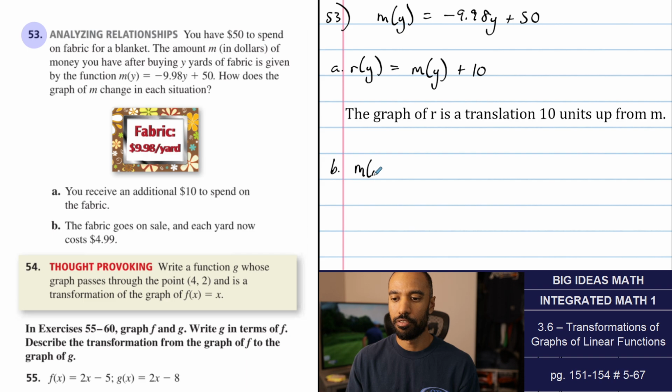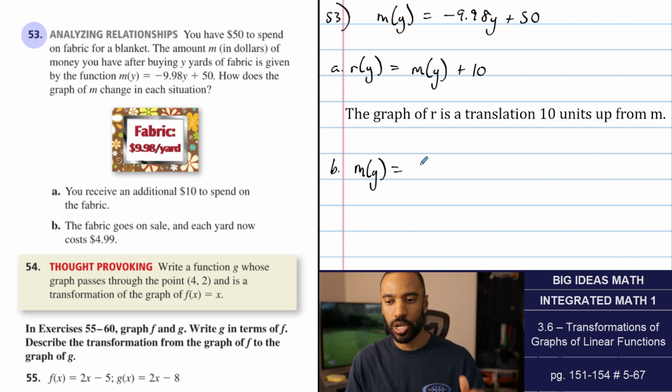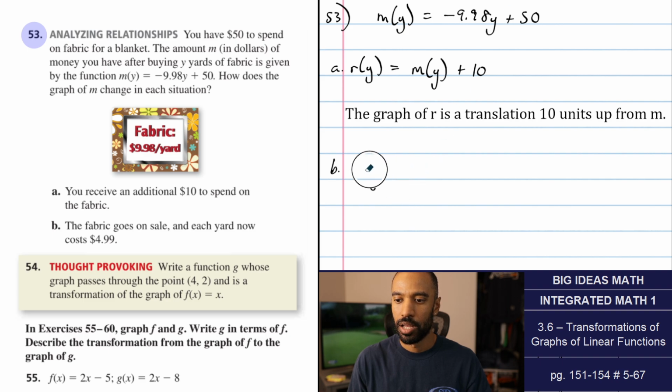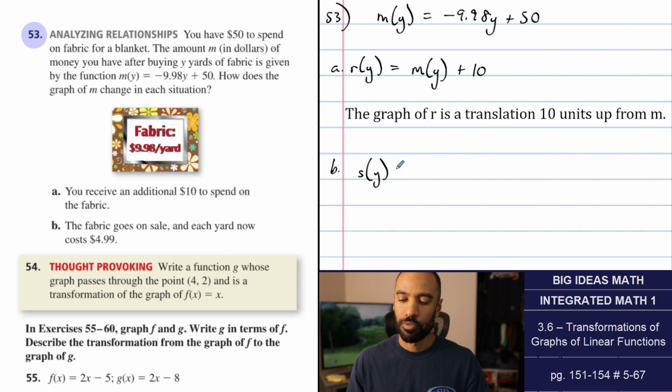So M of Y equals, now it's $4.99. So I don't know if this is still, I think it's based on the original one. How does the graph of M change? Oh, not M of Y, I'm sorry. Let's call it sale. Let's say S of Y. S of Y equals, we are going to have it go on sale.